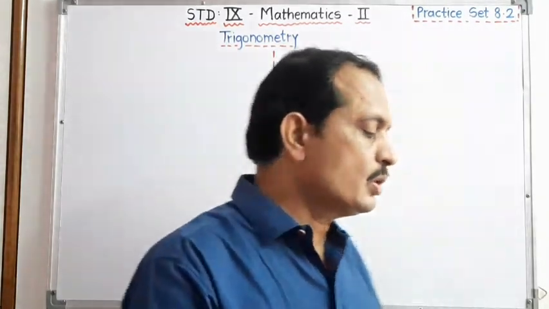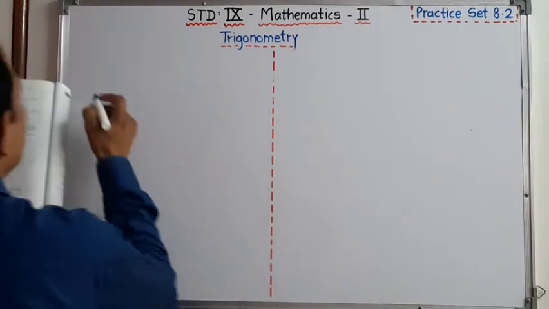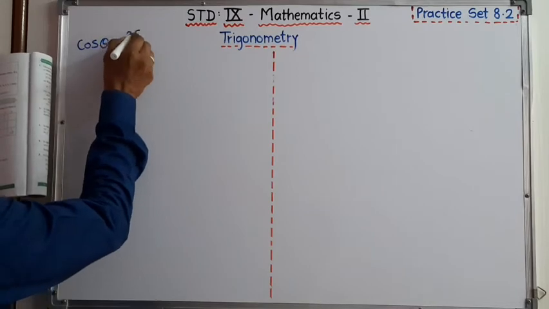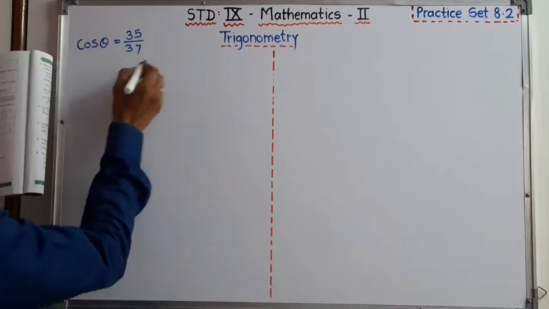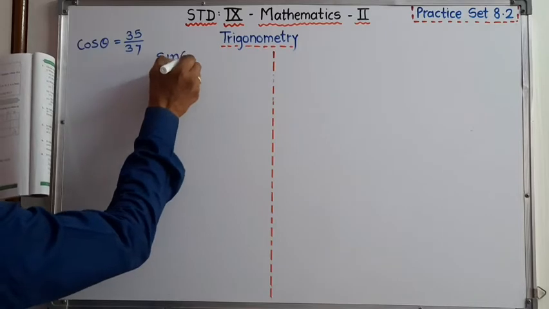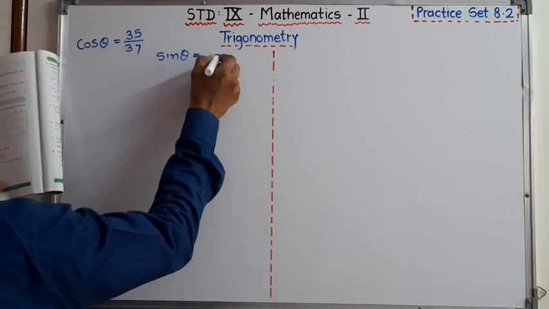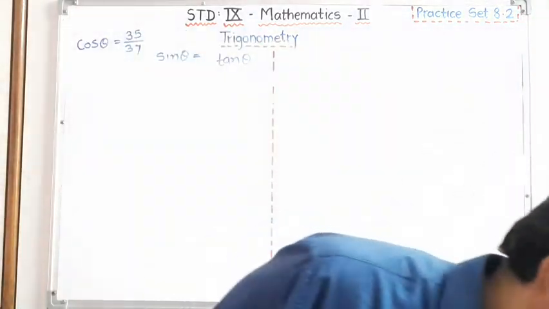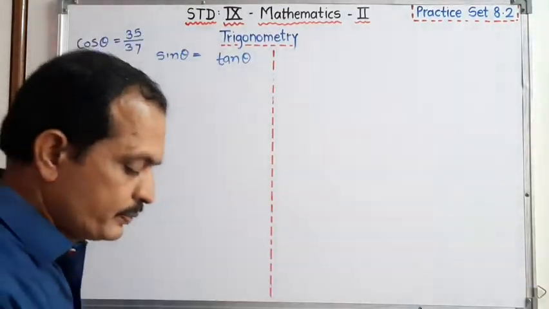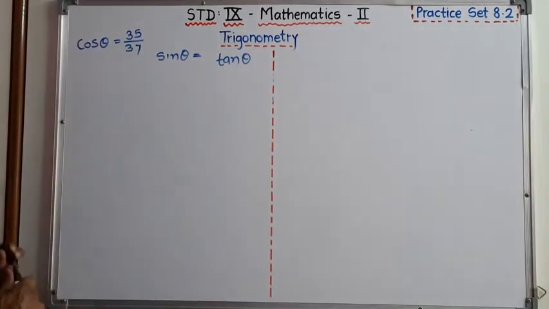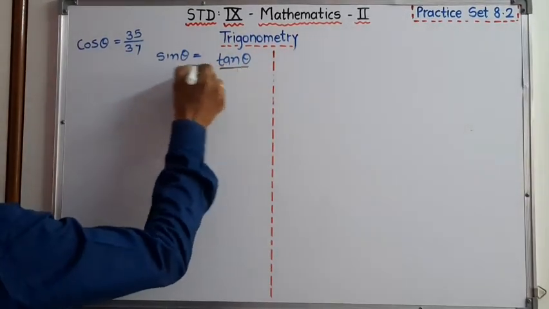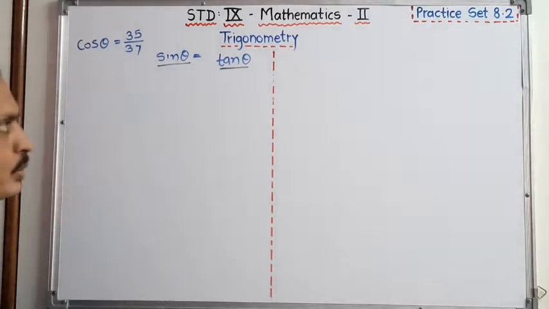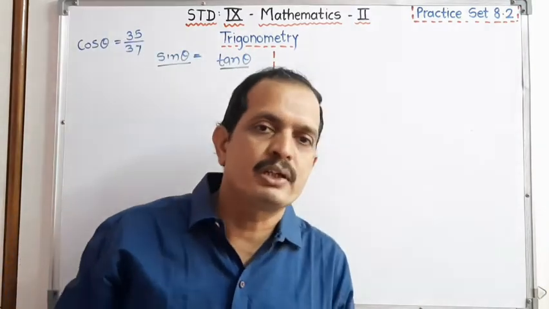The first column, what is given? Cos theta is equal to 35 upon 37, and we have to find out the value of sin theta and the value of tan theta. Dear student, see, in this case sin theta and tan theta we have to find out, and cos theta is given. Dear student, we can solve this by 2 methods.